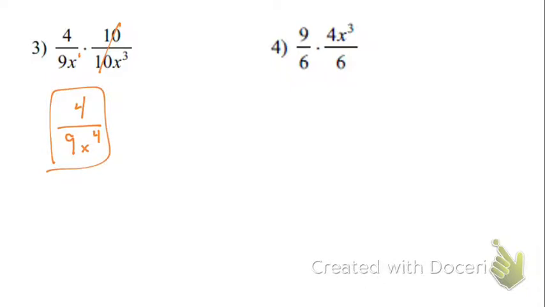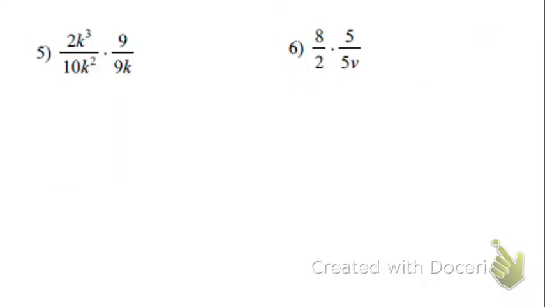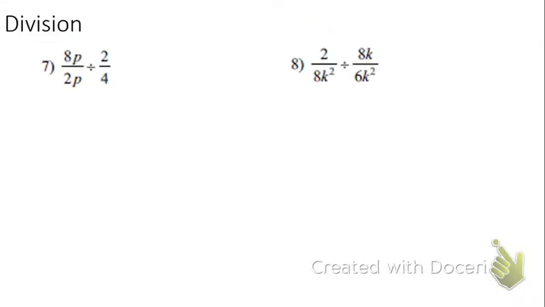Now, on number 4, these 6's, they're both on the bottom. They don't simplify. So one thing you could do is just multiply it out. So 9 times 4x to the third is going to be 36x to the third. And then 6 times 6 on the bottom is going to be 36. And that makes it look nice because those both go away. So my final answer is just x to the third. Now I'm going to skip those and let you do those and see how you do.